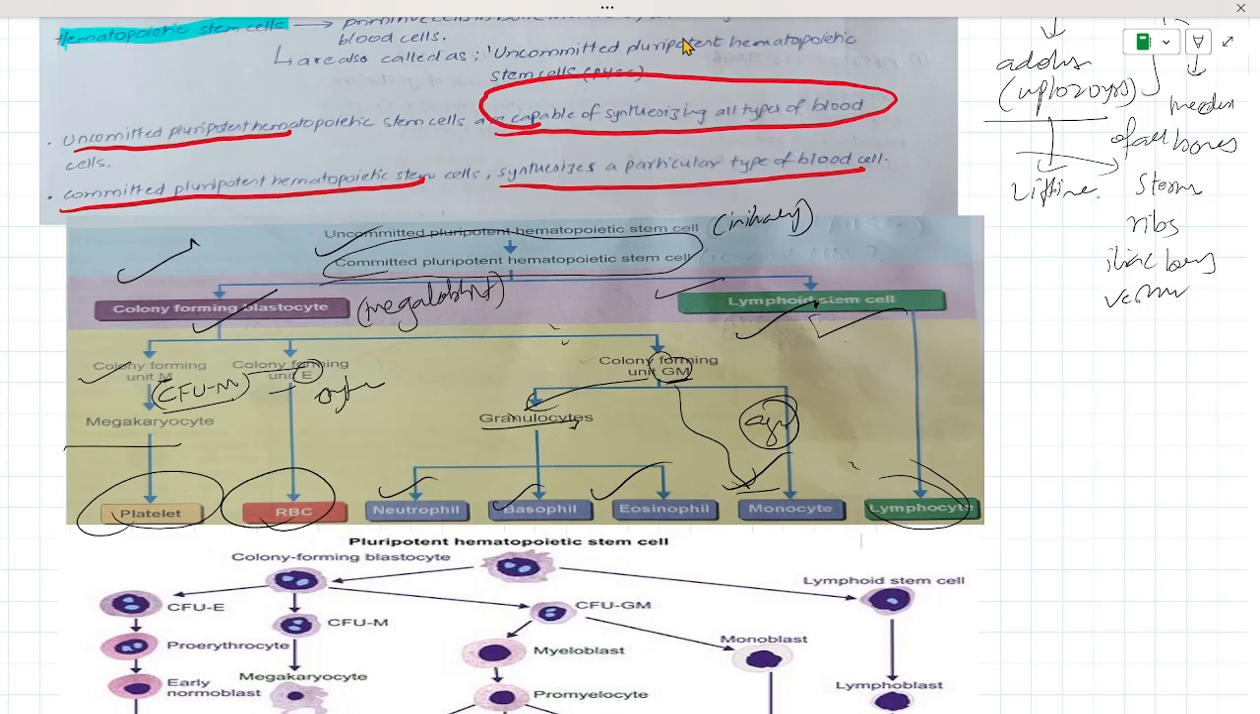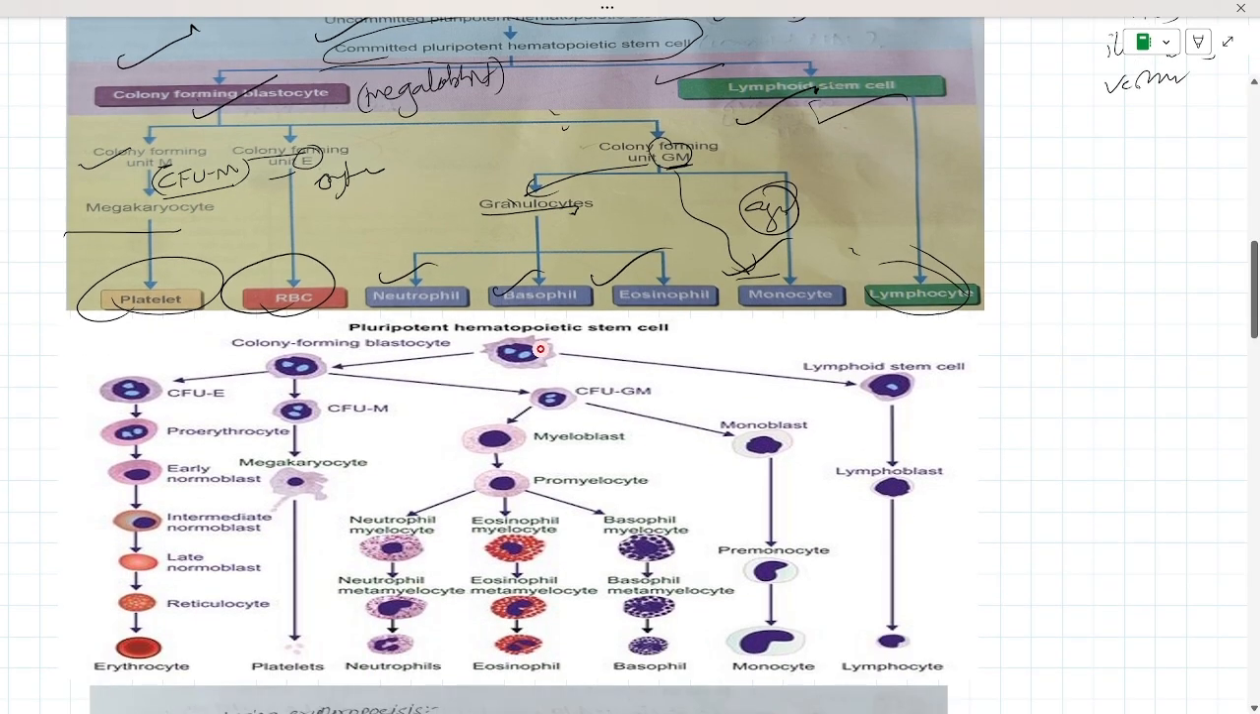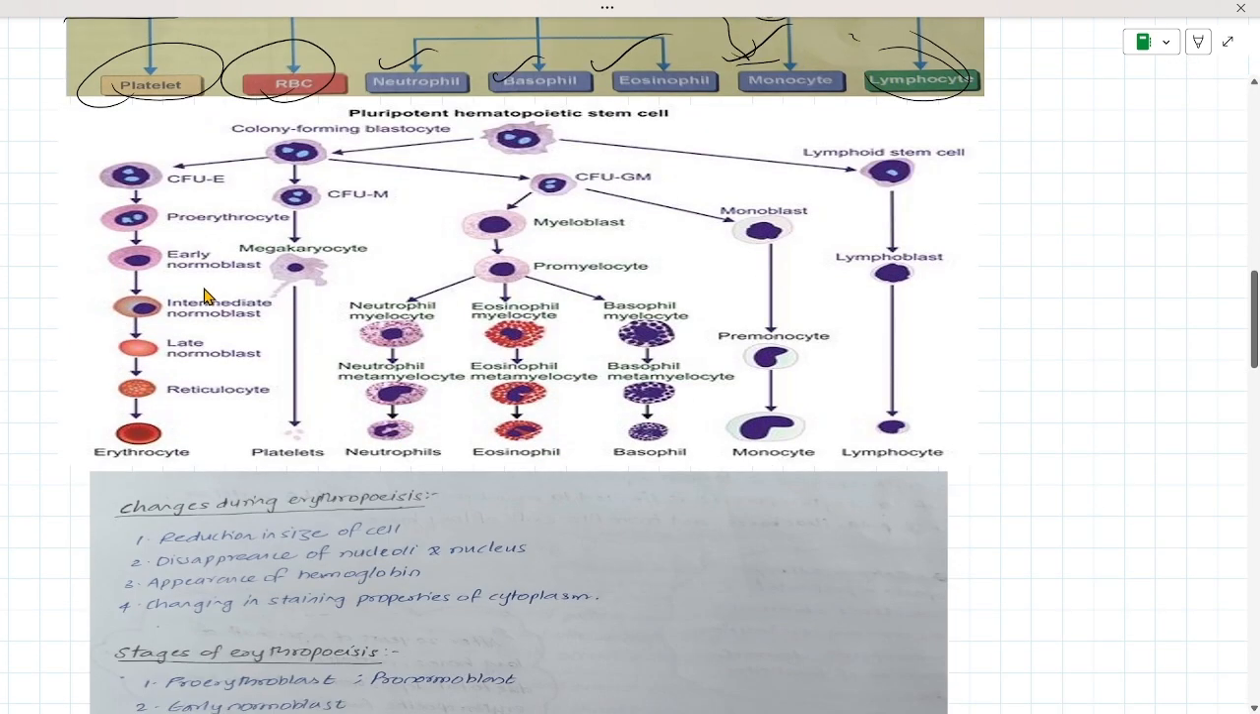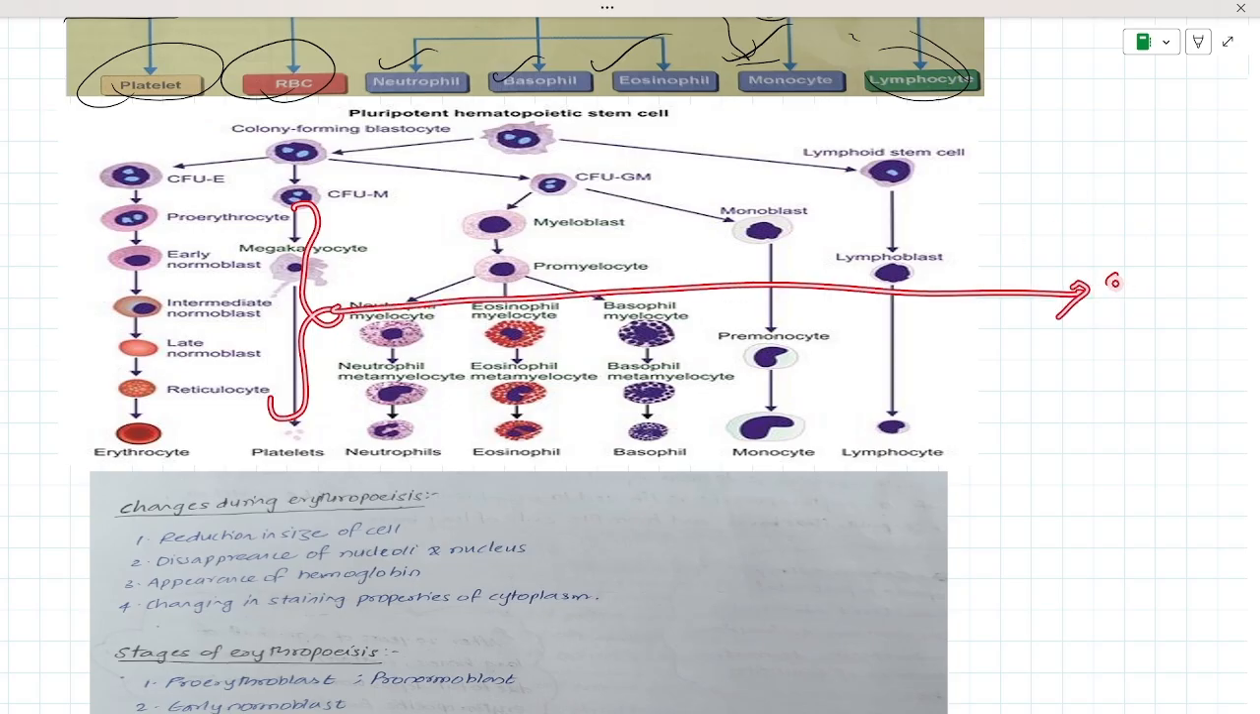Now see, this is one of the pluripotent hematopoietic stem cells, which first converts into colony forming blastocyte or megaloblast. Now this is converted into CFU-E, that is colony forming unit E, which synthesizes erythrocyte. This colony forming unit E undergoes various steps to synthesize a matured RBC. We need to study all these steps in detail to know how an erythrocyte is formed.